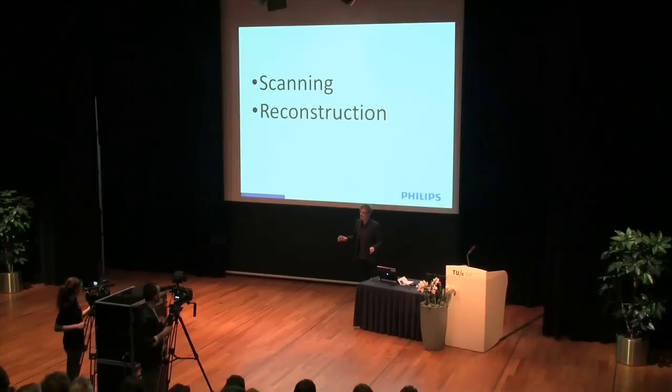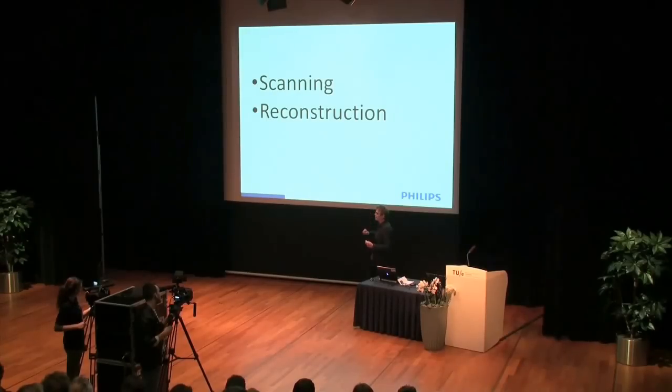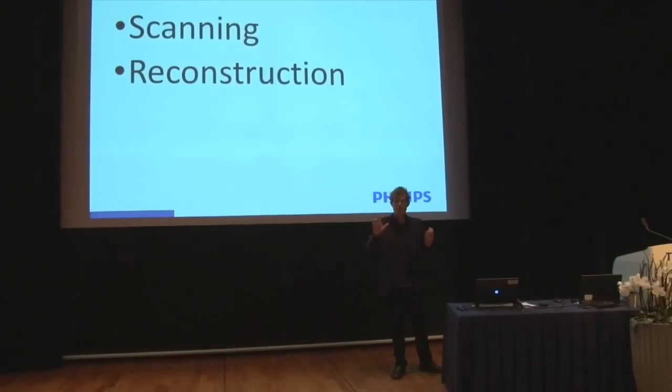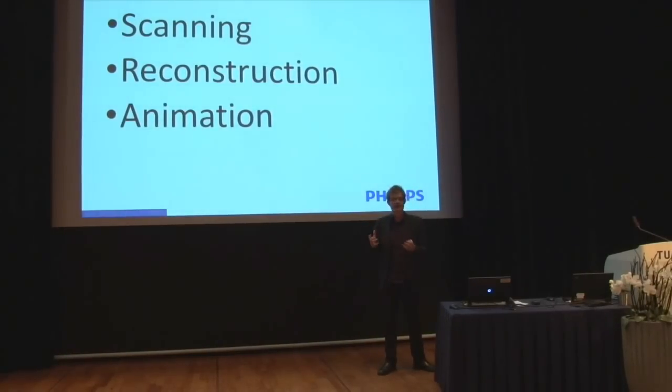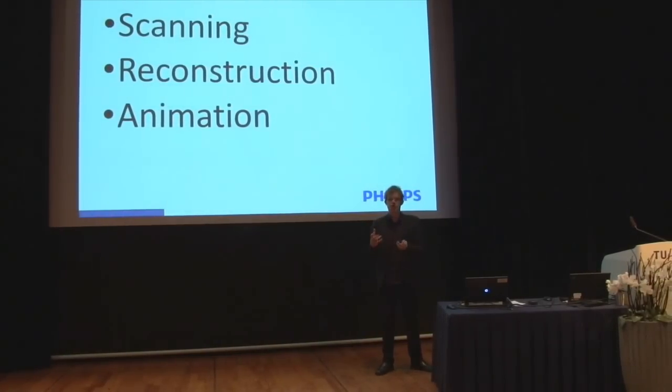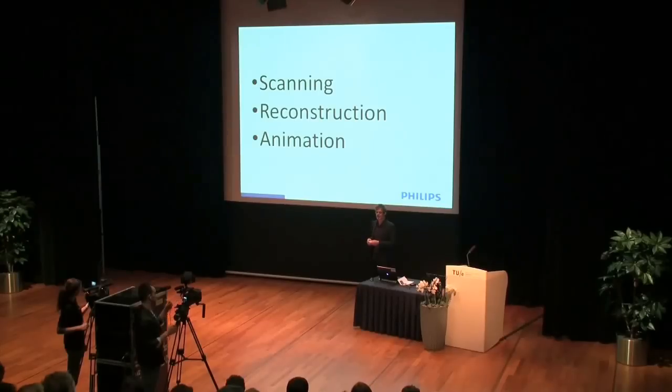The second one is reconstruction. You take the information from the camera that you got from the scanning phase, and you put it all together into a 3D mesh. We're also going to do some interesting algorithms there to put an animation system on top of that automatically. The third one is animation, and I'm going to show you some very basic animations that we have put in.